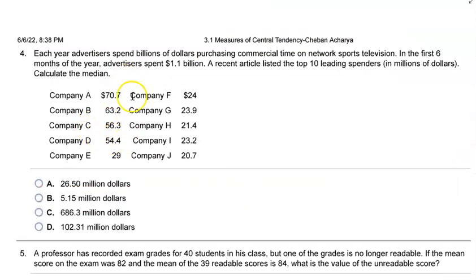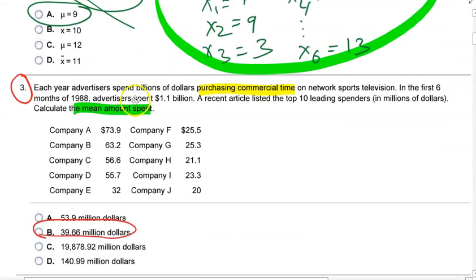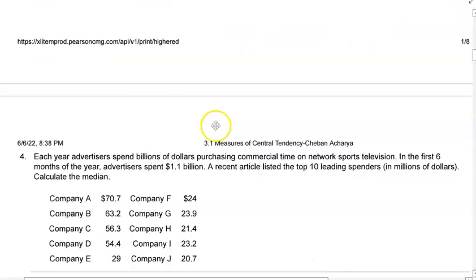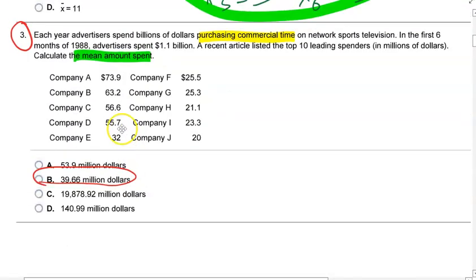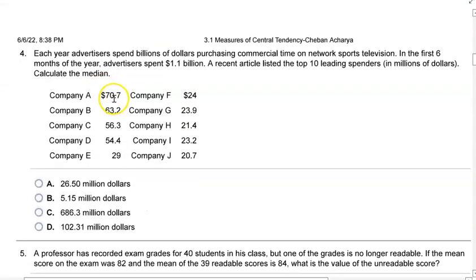Question number 4. This is similar to question number 3, but you have different numbers. You see this is a different number than question number 3. Again, this is the commercial or advertising cost for the company, and the question is to calculate the median.